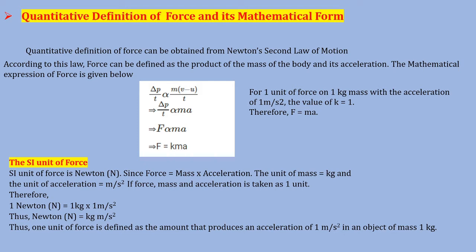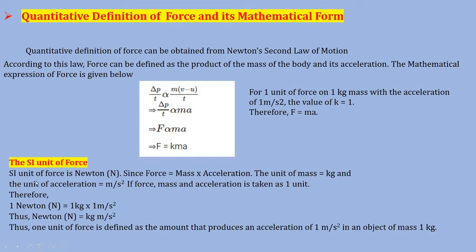The mathematical expression of force is given as rate of change in momentum, which is actually equal to m(v minus u)/t, or ma. Thus from Newton's second law of motion we get force is proportional to ma, or F equals kma. For 1 unit of force on 1 kg of mass with an acceleration of 1 meter per second square, the value of k is 1. Therefore, F equals ma.